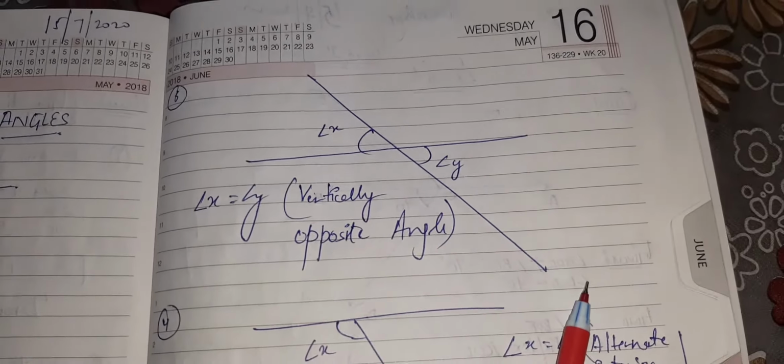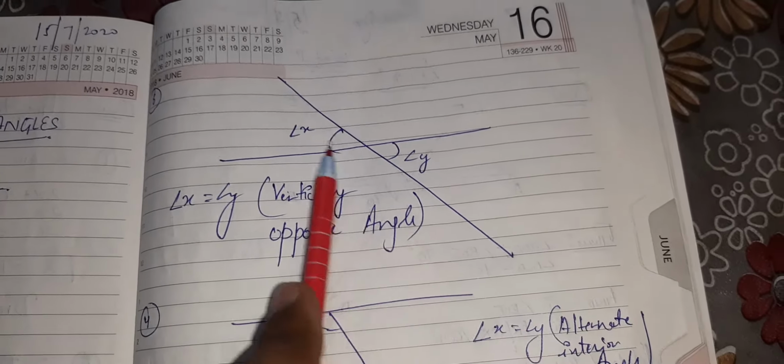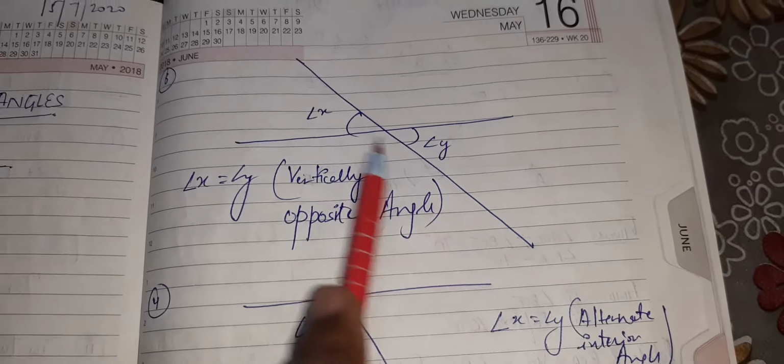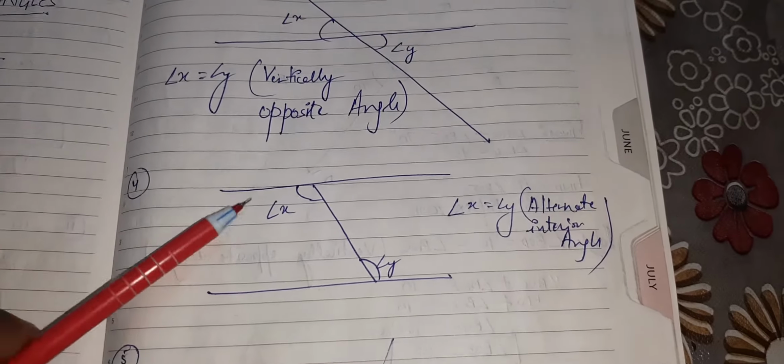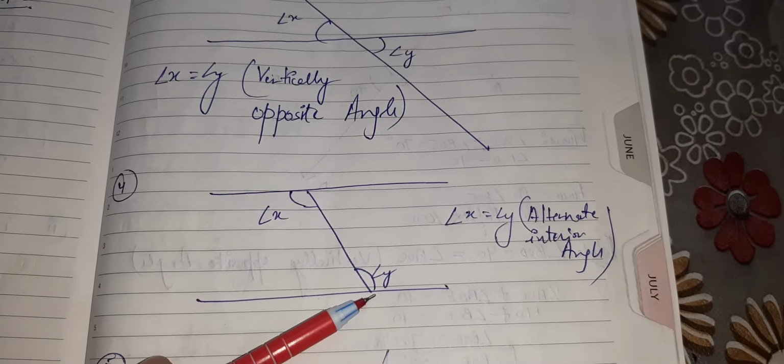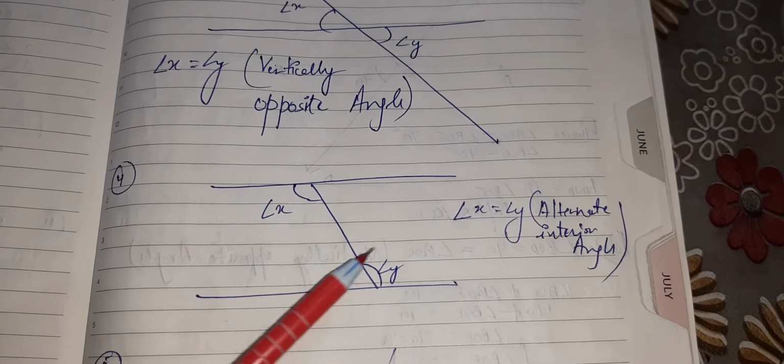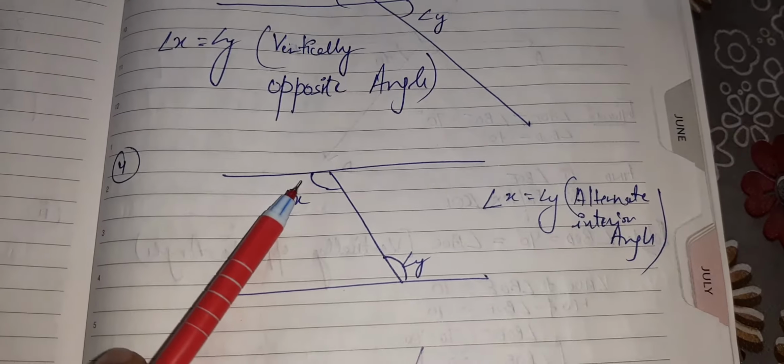A line is there, a line is cutting, the angles will be vertically opposite angles. In the very first question you will be using it. Two parallel lines are there, a transversal is cutting them, the interior angles are alternate interior angles. Angle x is equal to angle y.